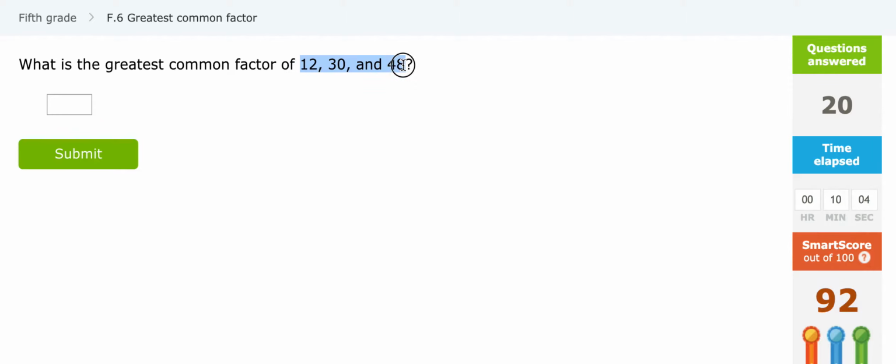And each of them also has a 3. They all have exactly 1 3. And then only the 30 has a 5, so 12 doesn't have it, 48 doesn't have it, and there are no other prime factors involved. So the most we have is 1, 2 times 1, 3, which gives us 6. And 6 will be the greatest common factor. It will divide 12, it will divide 30, it will divide 48.